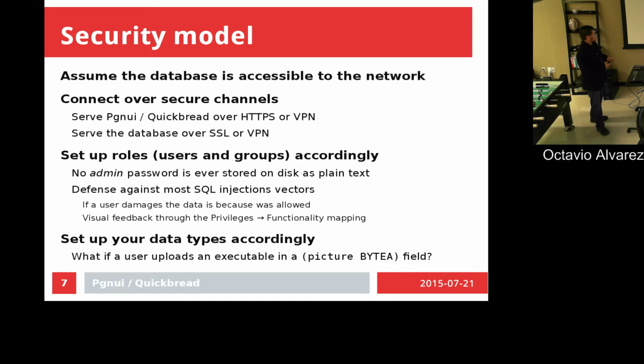Here we already have our users and groups set up accordingly. And this means that if a user manages to manipulate the data, it is because he already had access to do that. Also, the data types should be set up accordingly. What if a user uploads an executable in a field that is supposed to be a picture?